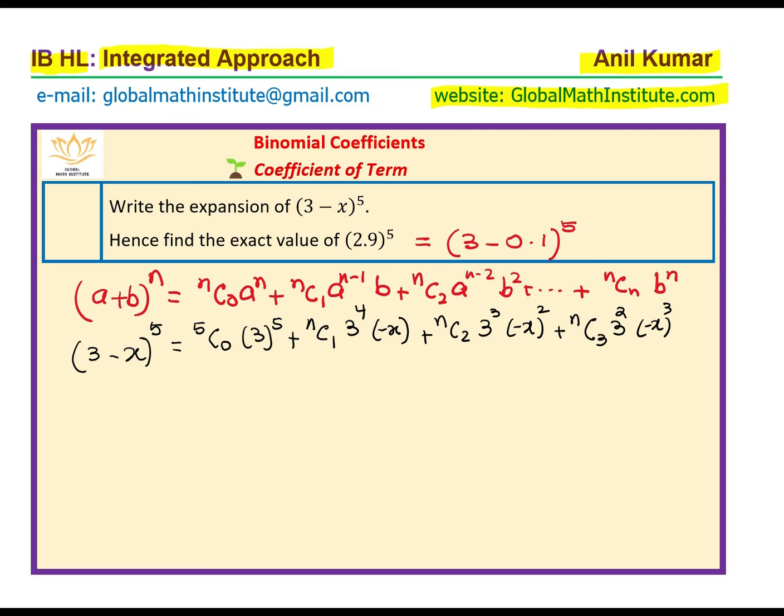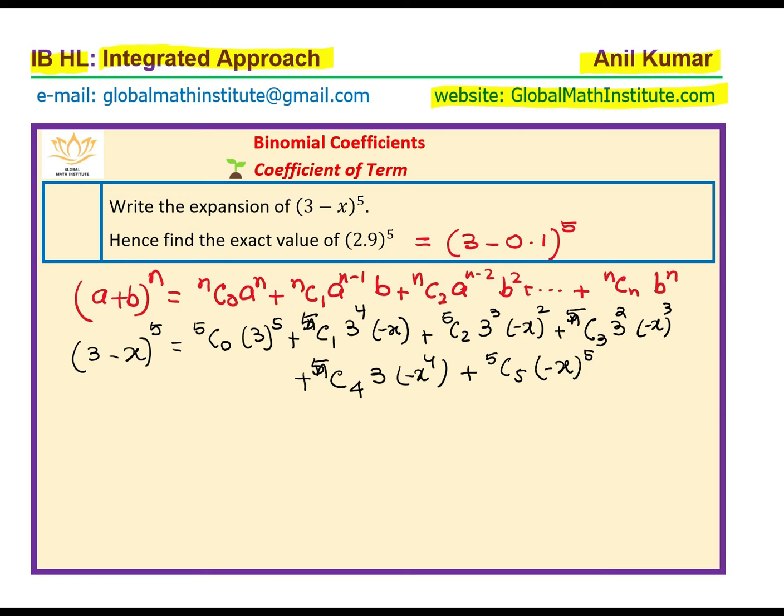And let's write down the others. Plus 5C4, 3 to the power of 1, and minus x to the power of 4. In the last term here, the sixth term, I am writing n, but it should be 5, right? Let me just convert all of them to 5 here, overwrite. Okay, that's clear. 5 for all, correct. So 5C5, 3 to the power of 0, so I'm not writing it now, minus x to the power of 5.